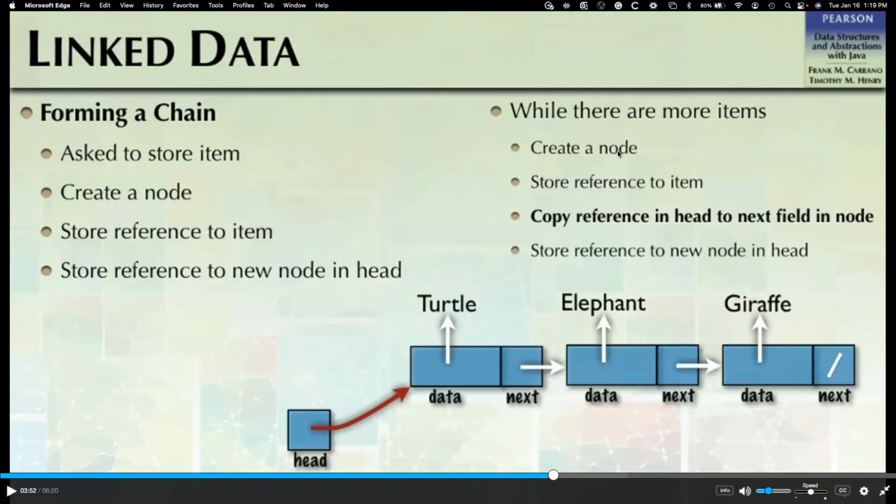So creating a node, remember that's going to be a private class. Okay, so you're going to have a subclass. We haven't gotten into that, so there are different ways of doing it, but this is the only place that's going to be using it, so it's going to be a subclass. You want to store a reference to the item, copy a reference, and store the reference to the new node in the head. So we're trying to see what exactly we have to code and how much.